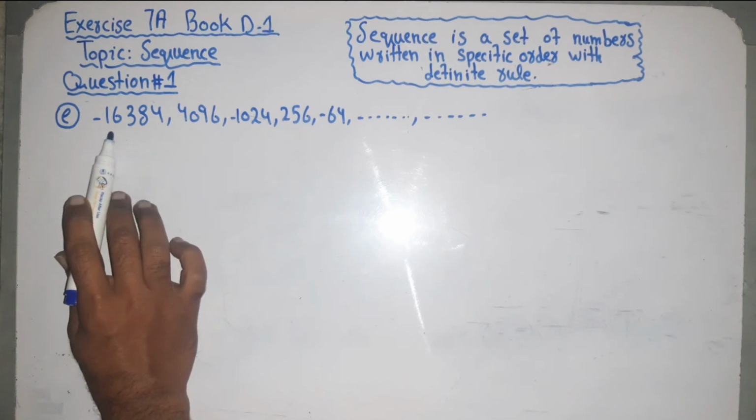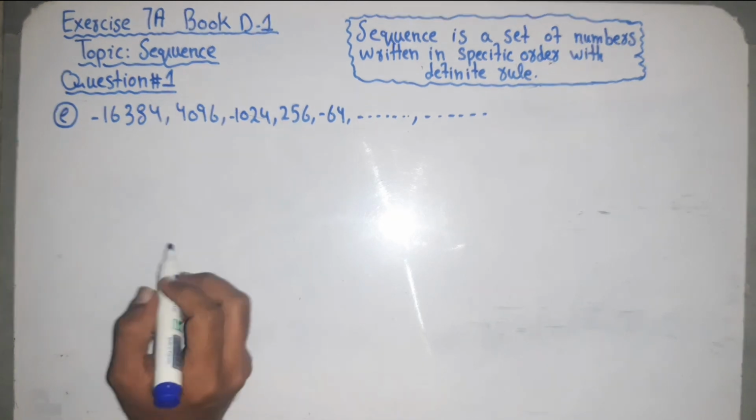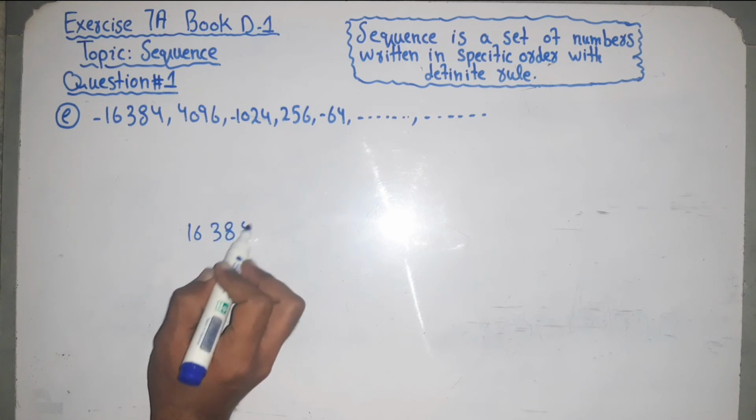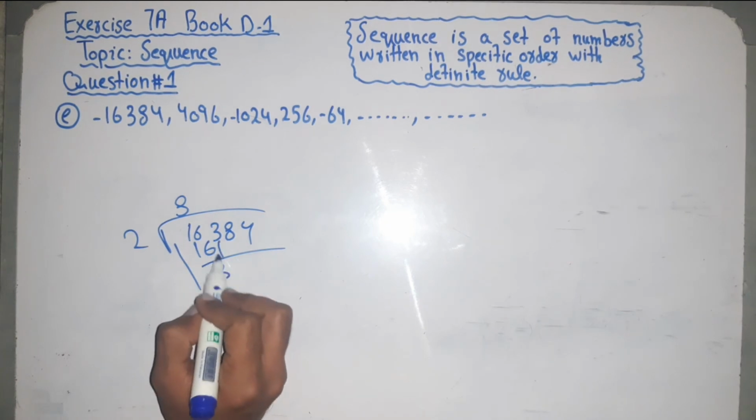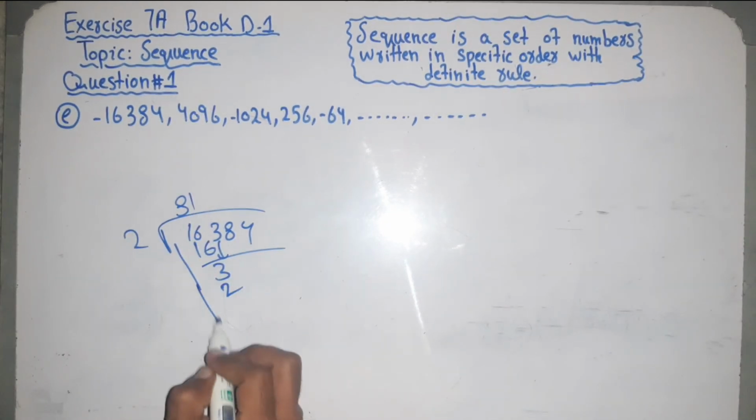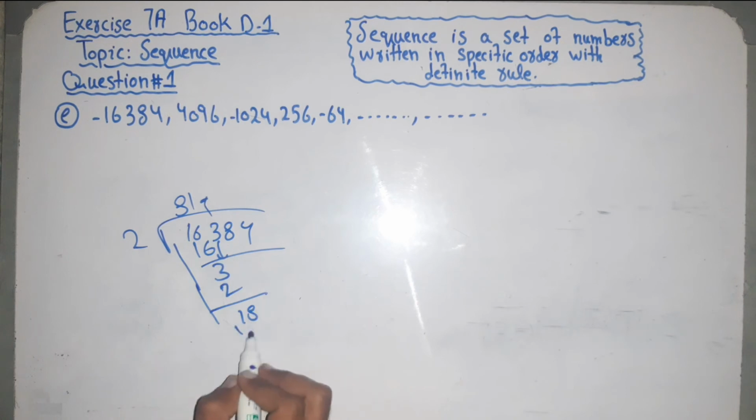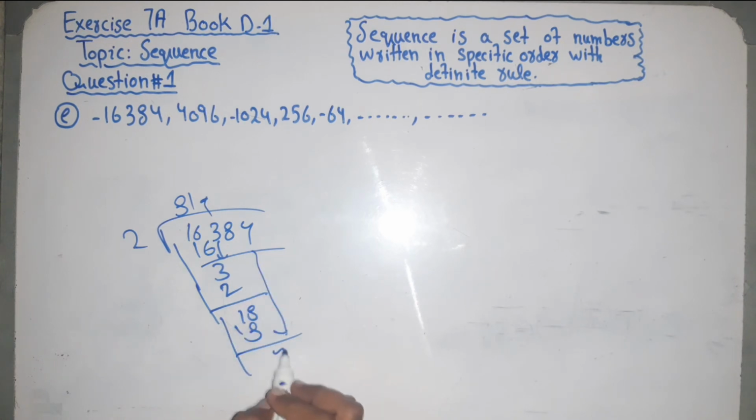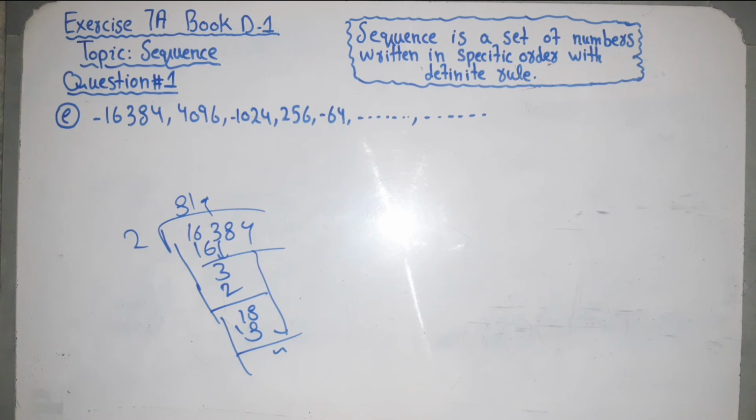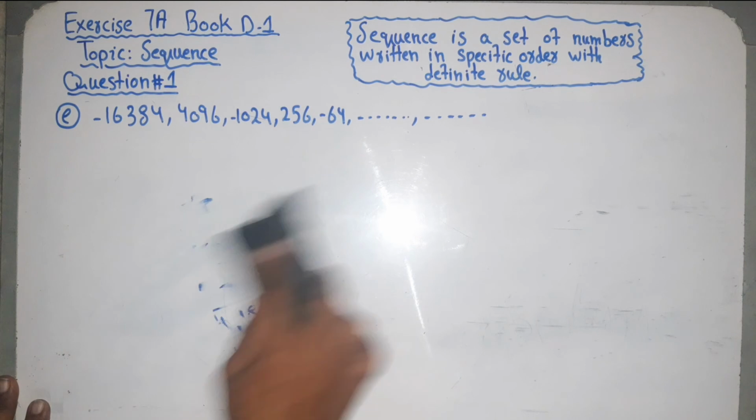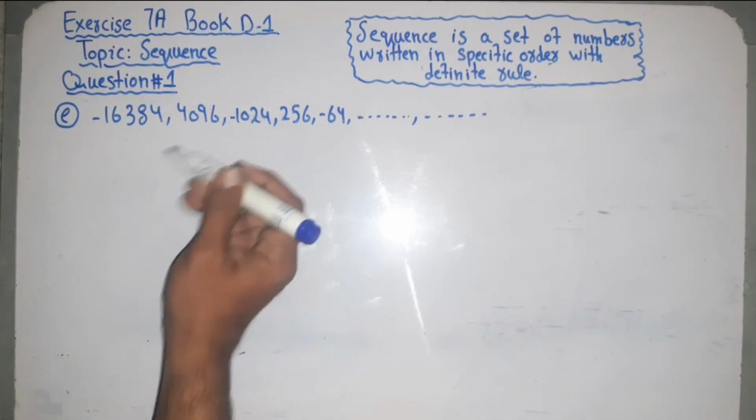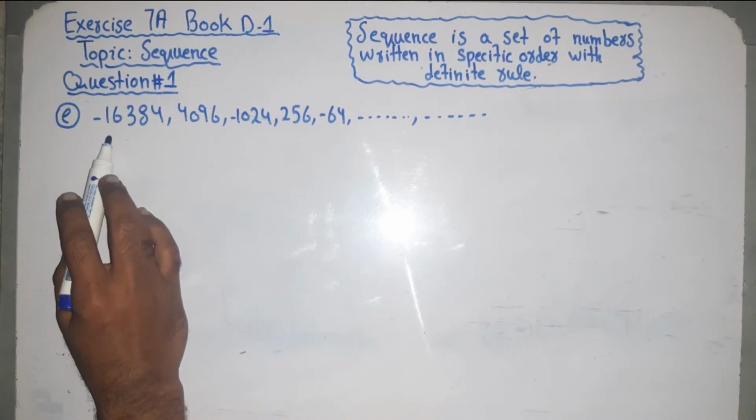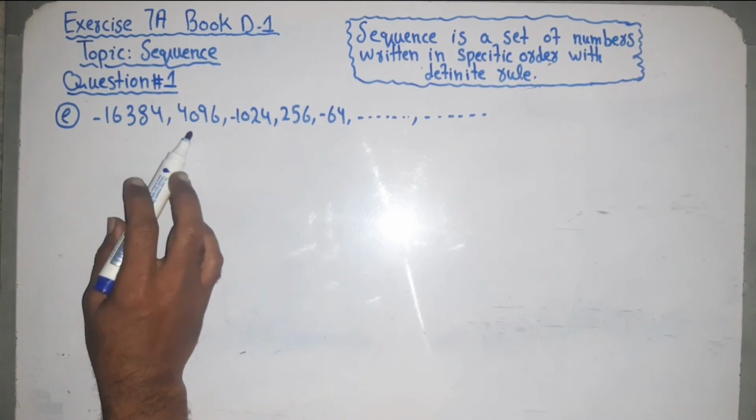Okay, so if we divide 16,384 by 2, we will get: 2 8s are 16, then 3, 2 1s are 2, and 1 18, 2 9s are 18. Okay, and then 4. So this number is 8192 something. But we have to check that we have to divide this number by another number to get this term. So if we divide this number by 3, we will not get this answer.